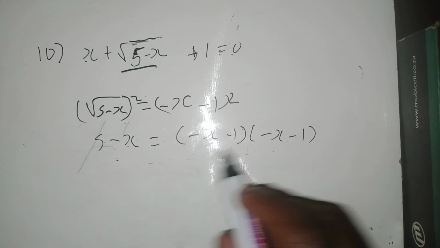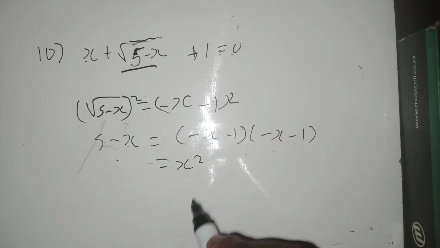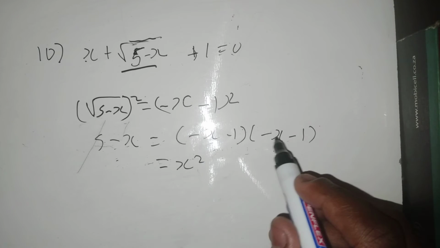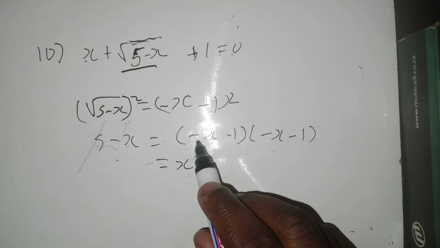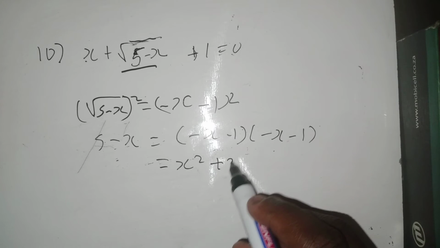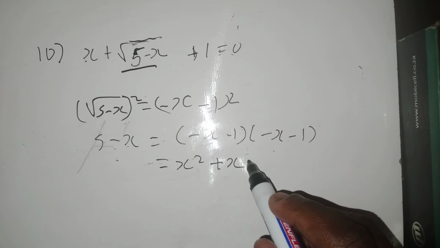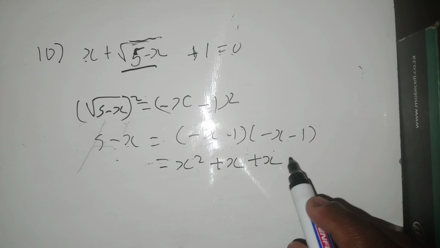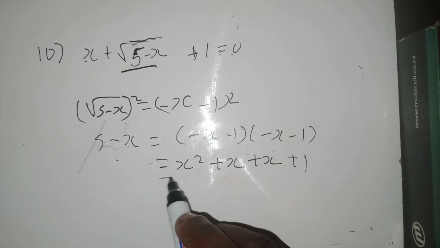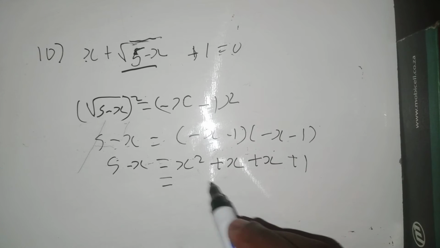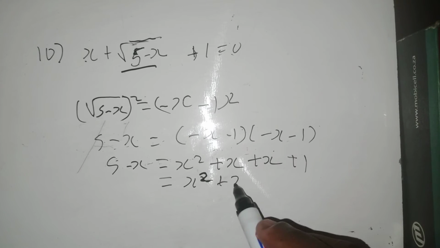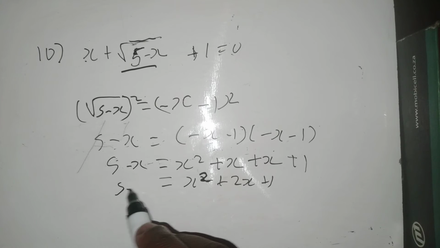So minus x times minus x, of course, is x squared, right? Negative times negative is positive, then x times x is x squared. Negative x times negative 1 is positive x. Negative 1 times negative x, positive x. Negative 1 times negative 1 is, of course, positive 1. So let's simplify this part: x squared plus 2x plus 1. Then here we've got 5 minus x.